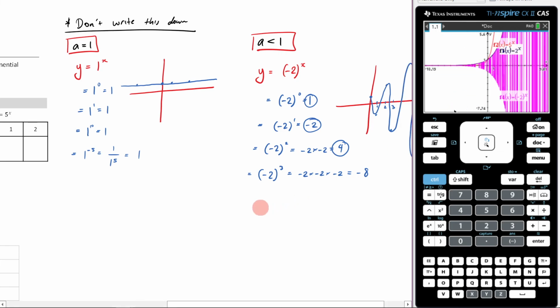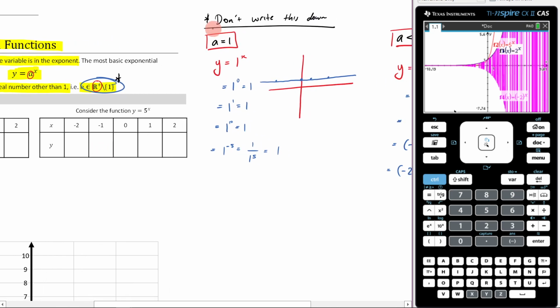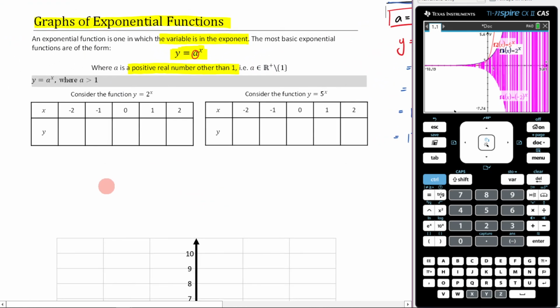Okay, so that's how I just wanted to start off this lesson, by talking about that. You didn't have to write any of that down, so don't write this down. If you wanted to, you could have. But now we're going to actually get into the notes. So I'll pause here and then we'll continue on.